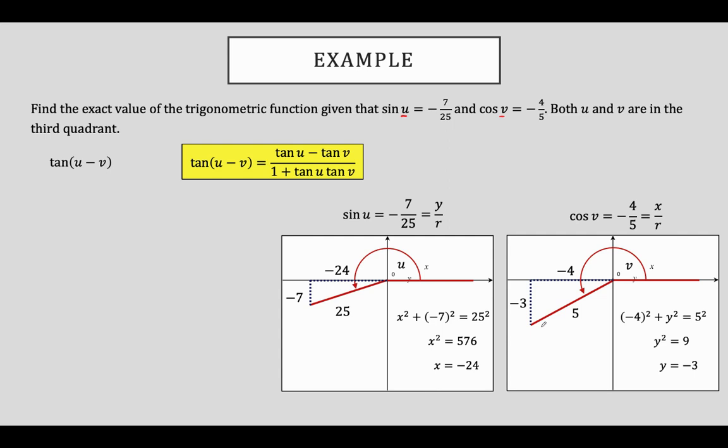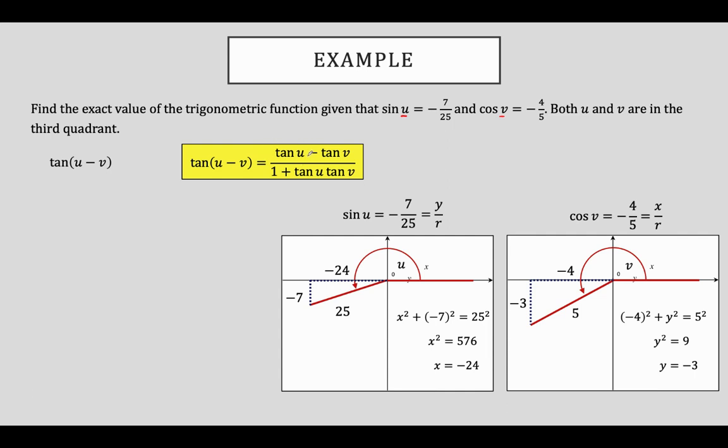So now that we have drawn out each one of our angles, we've found the corresponding x and y coordinates associated with the endpoints of their terminal side, we can finally use our formula. Tangent of u minus v is equal to tangent u minus tangent v over 1 plus tan u tan v.